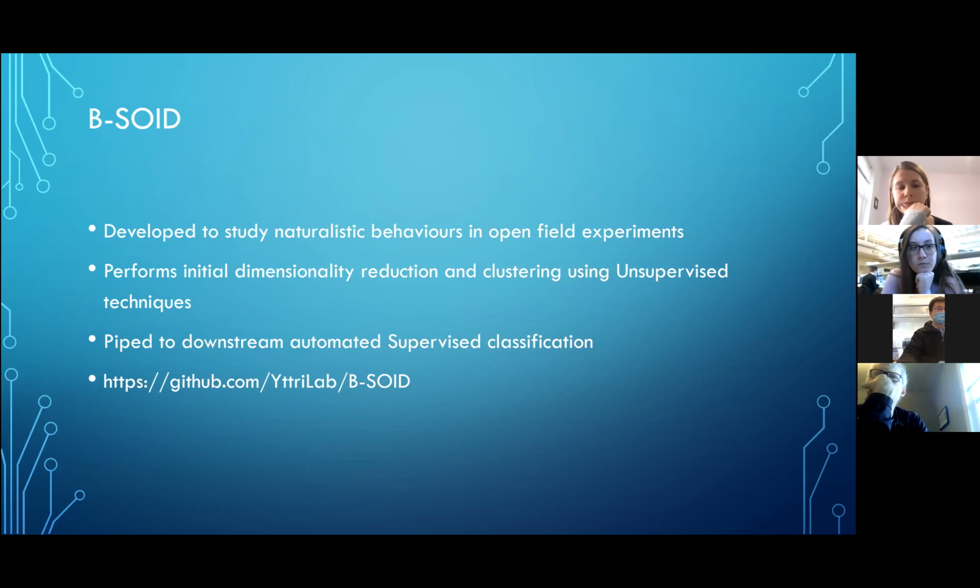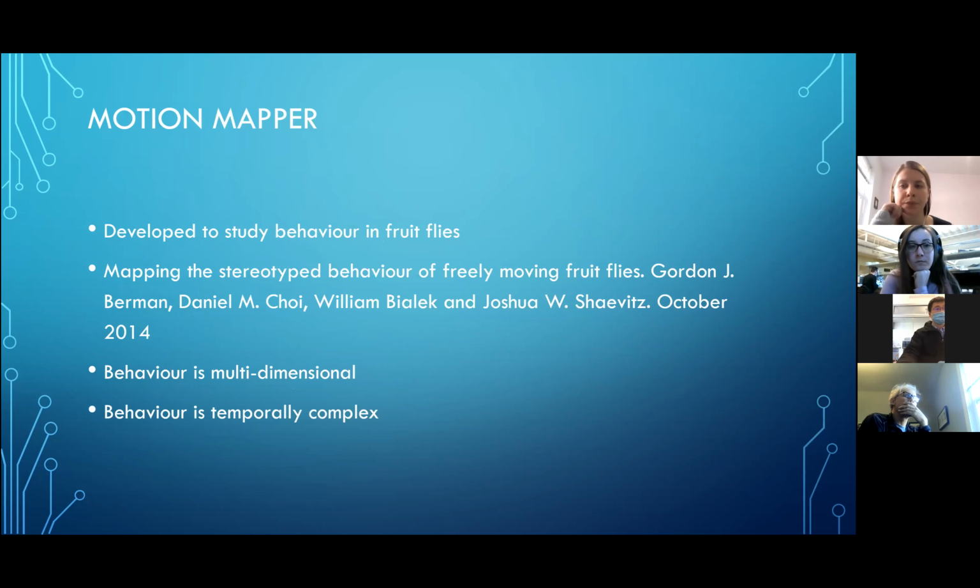So B-SOiD was developed to study naturalistic behaviors in open field experiments. And so it's a multi-step process. It performs some initial dimensionality reduction and clustering using unsupervised techniques, and then it's piped to a downstream classifier. This is from DeepLabCut and is available on their GitHub. So I believe Ellen will be talking a little bit more in detail about a particular use case for B-SOiD. So I'm not going to go into detail on it, but this is one approach that people are using. And another approach that people have been working with is something called Motion Mapper. And this was originally developed to study behavior in fruit flies.